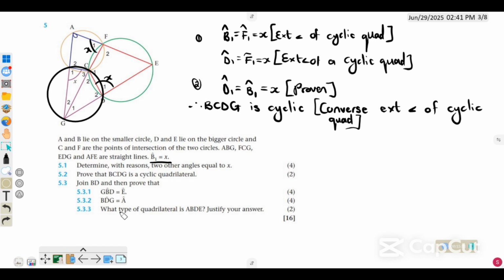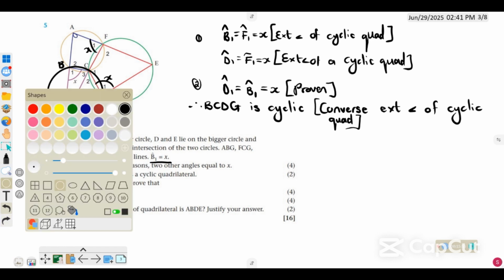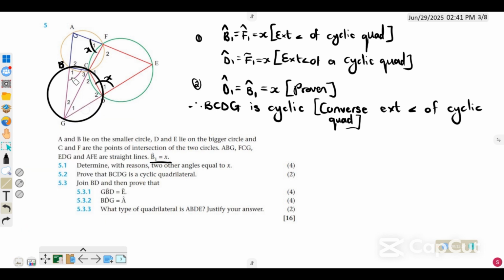Join BD. Where's B and where's D? Oh, we have B here. They say we should join those two. Let's use a dotted line so that we can differentiate. Join BD and prove that GBD, which is this new angle right here, is equals to angle E. There's angle E out there.